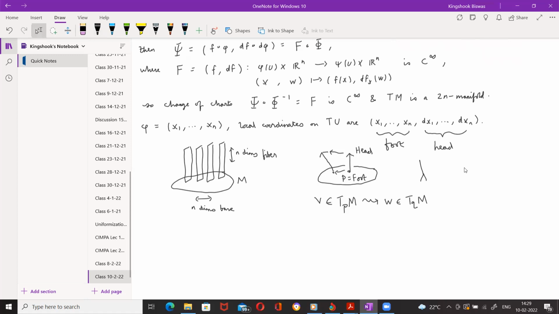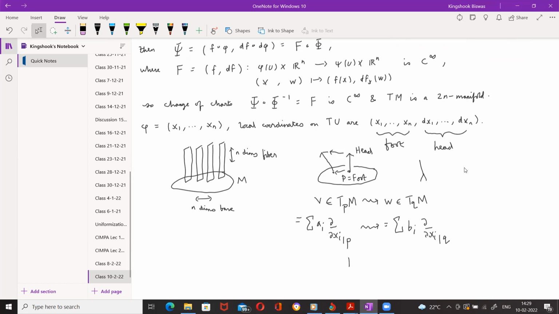So V would be, let's say, the summation of Ai del xi at P. Now this changes to some W equal to the summation of Bi del xi at Q, right? So two things have changed now.